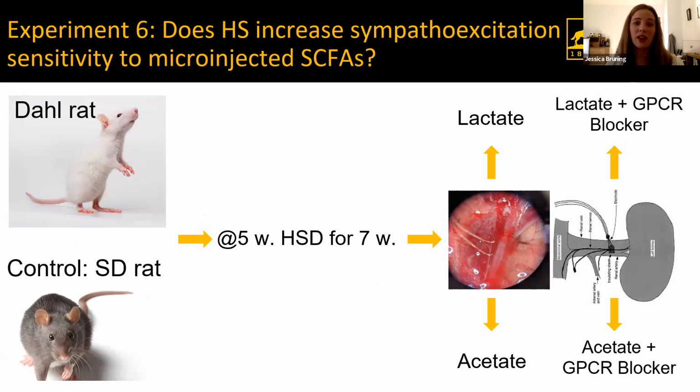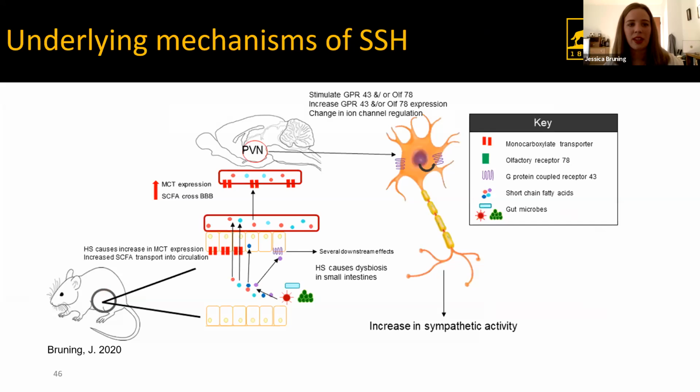Next. I'd like to do this in animals fed a high salt diet. Does the high salt cause an increase or a decrease of that systemic response when short chain fatty acids are introduced into their brain? And then I want to prove that this sympathoexcitatory response is in fact caused by GPCR binding and activation by adding blockers.